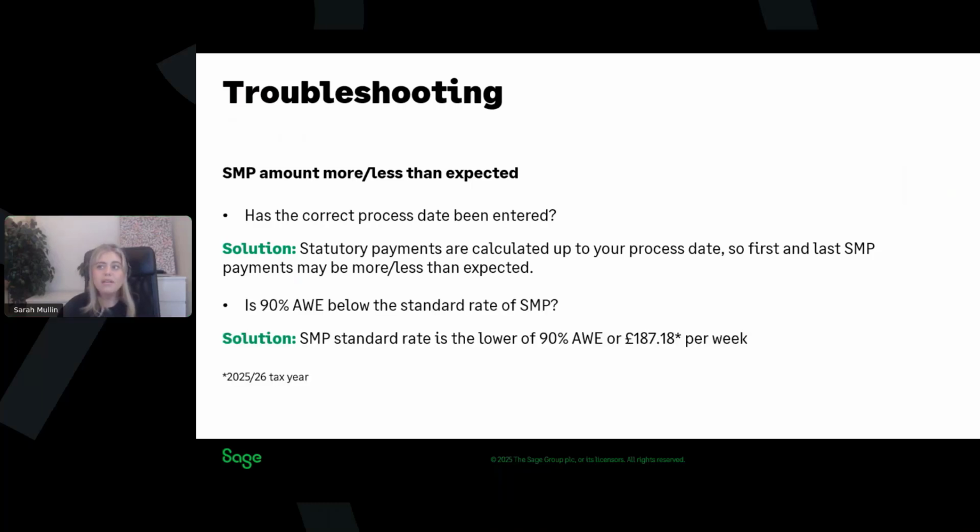Or if the amount is less than you expect, it could well be that they're a low earner and then 90% of the average weekly is below the standard rate of SMP. So do remember, if the 90% of the average is lower than the £187.18, that will be the amount that they'll receive. So definitely a few things to bear in mind and really handy things to check if you do have a problem when entering your statutory maternity pay.